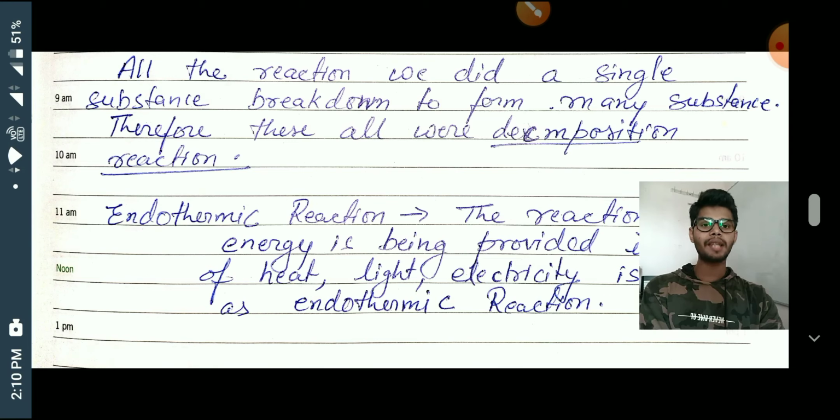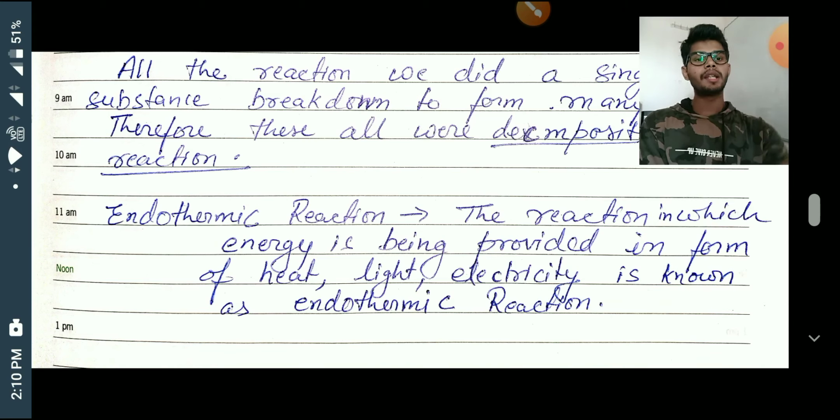Endothermic reaction: you can see that in all the reactions we did here, we provided some kind of energy to it, and this energy is provided in the form of heat, light, electricity, or any different form of energy. So the reaction in which energy is provided in the form of heat, light, or electricity is known as an endothermic reaction. The reaction needs some energy to take place. So this is called an endothermic reaction.